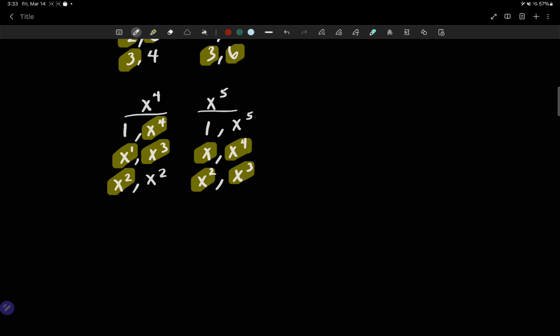So what is the largest thing they have in common? Well, that's going to be the largest power of x that we see. That's going to be x to the fourth. So that's going to be my GCF.